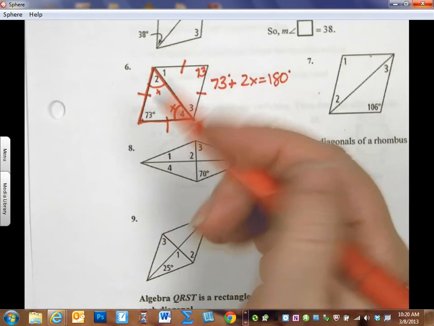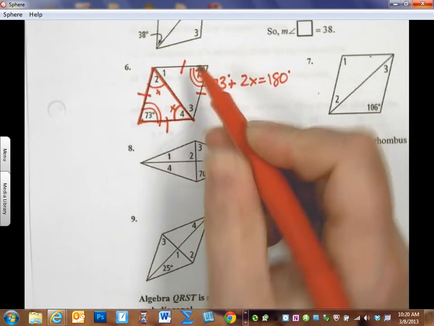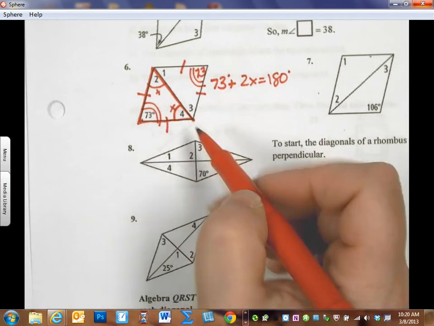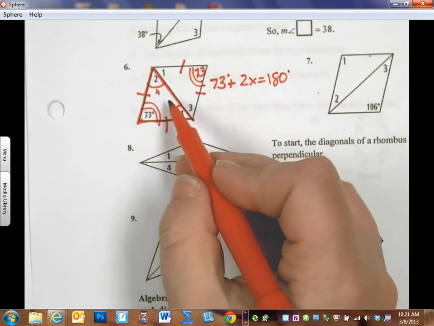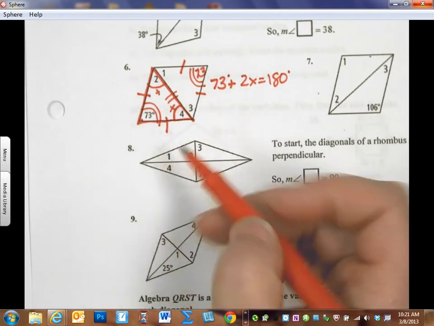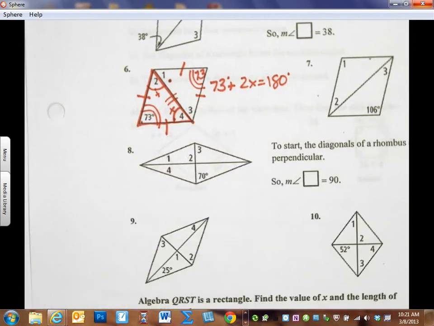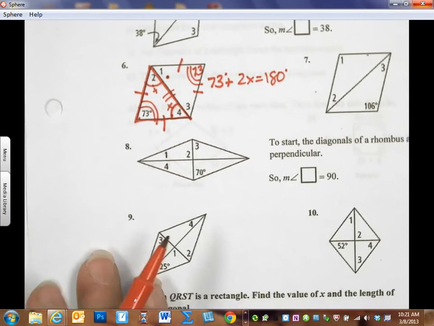And do you guys remember we have side angle side congruence? Do you see we have side angle side congruence here? Or side side side, because this side's going to be congruent to itself. So we know that whatever 2 is, 1 is going to be. And whatever 4 is, 3 is going to be. That should help you with all of these.